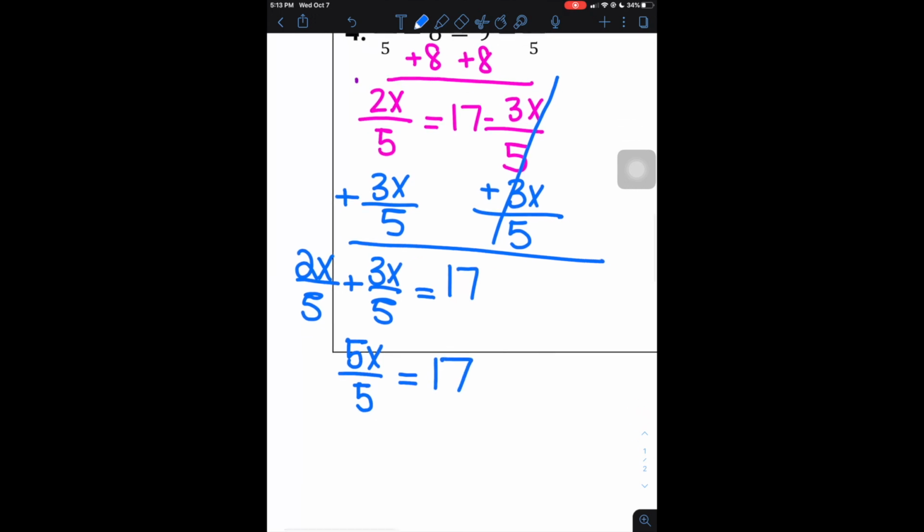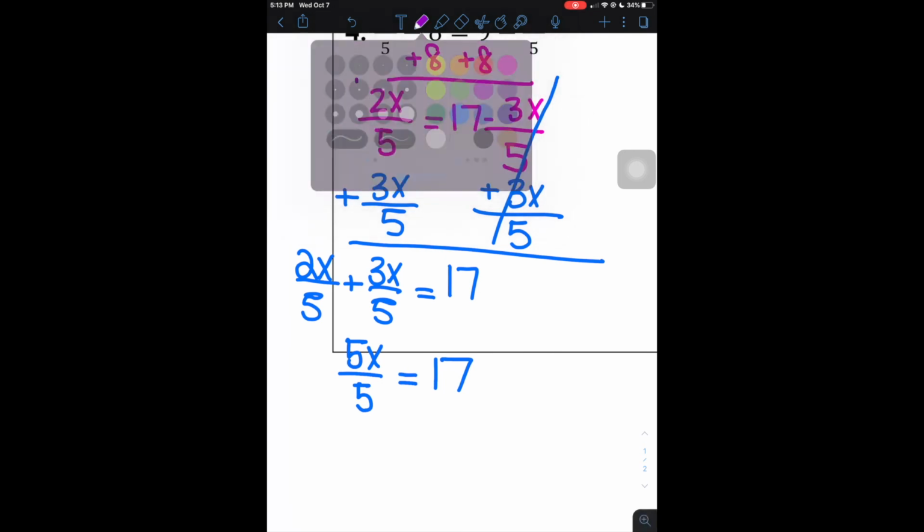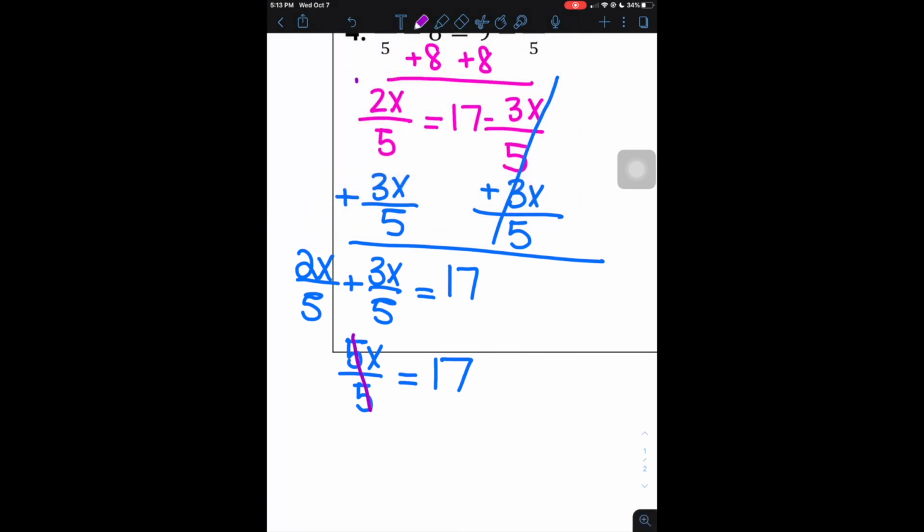Now we should notice something here. This 5 over 5 simplifies to just 1. So I have 1x equals 17, but that's the same thing as saying x itself is 17.